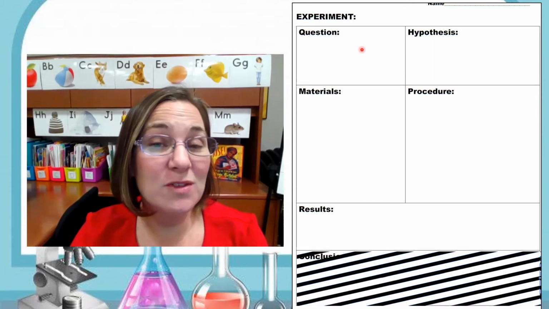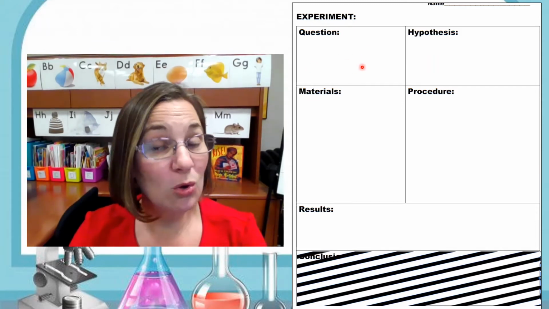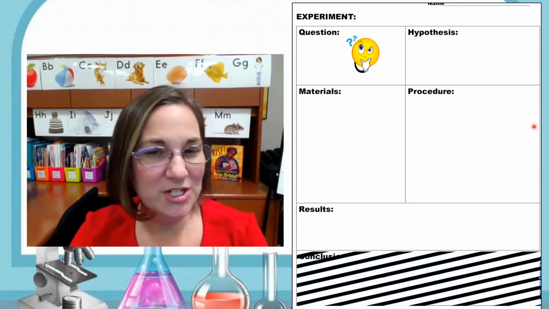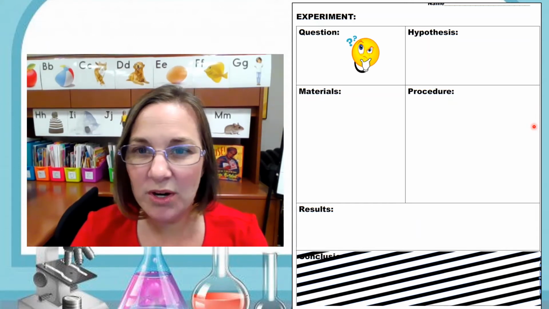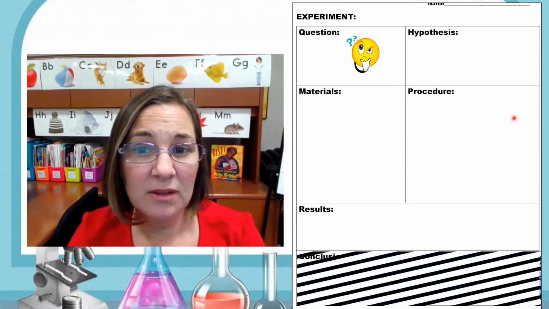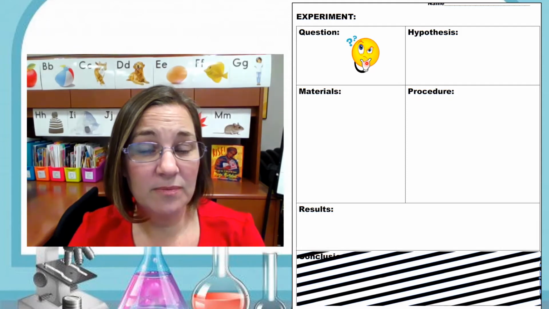Let's talk about each of the boxes on this page. Put your finger on this box and say, question. Scientists always start with a question. They're wondering how something works or why it happens, or they have a question about nature around them. This is where you can record your question that you're going to be investigating.